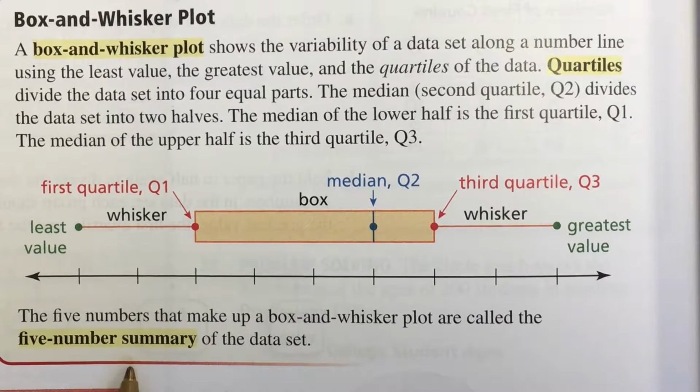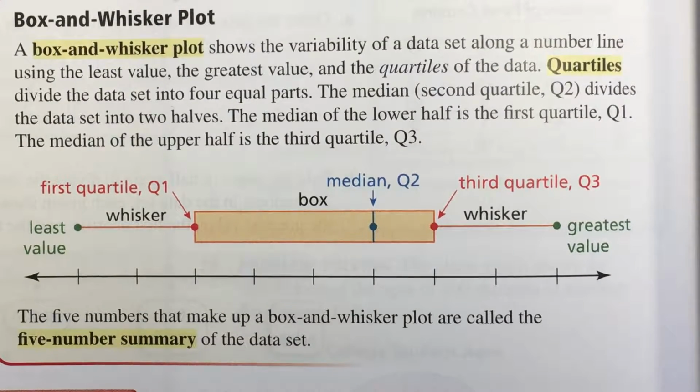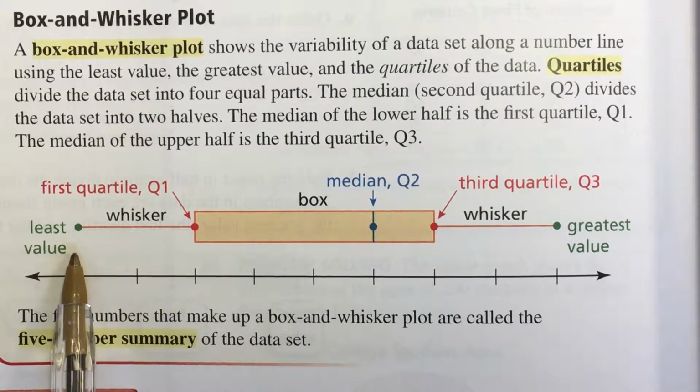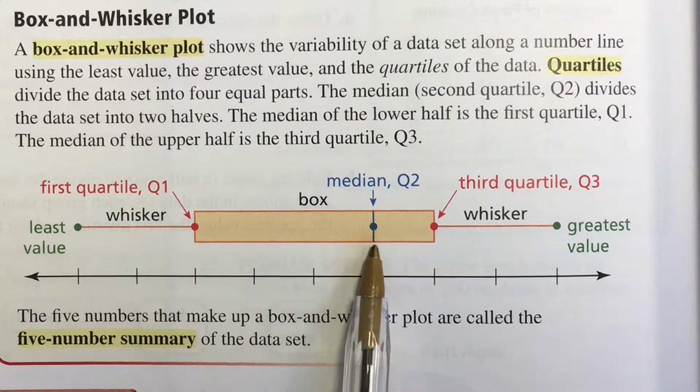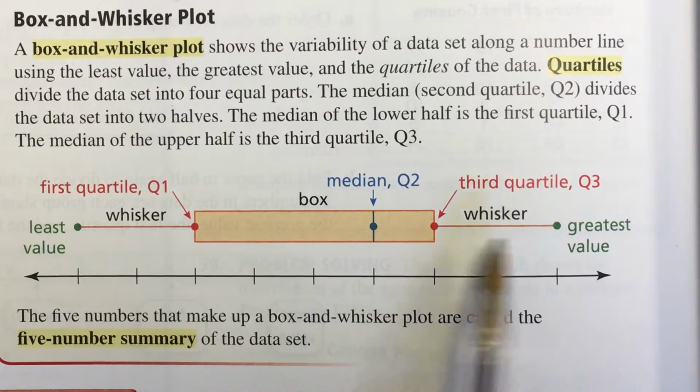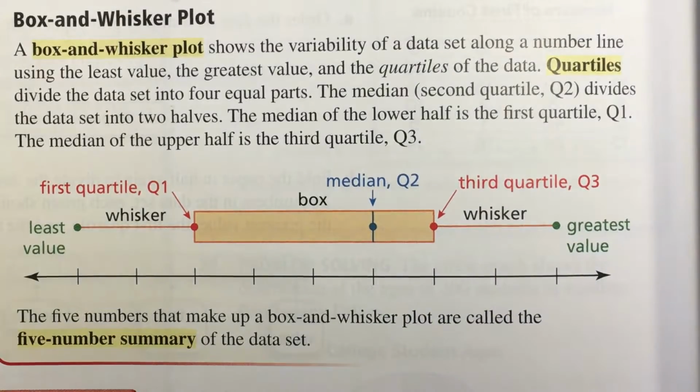The 5 numbers that make up the box-and-whisker plot are called the 5-number summary of the data set. The 5 numbers are your least or minimum value, quartile 1, quartile 2, quartile 3, and your greatest value, or the maximum.